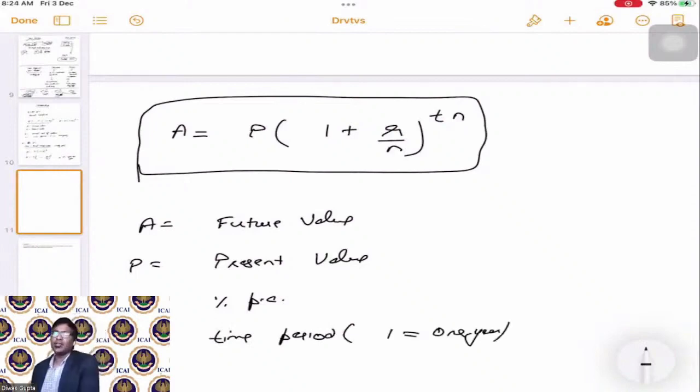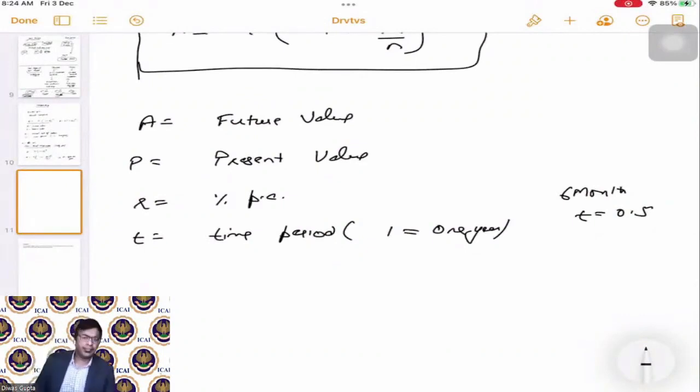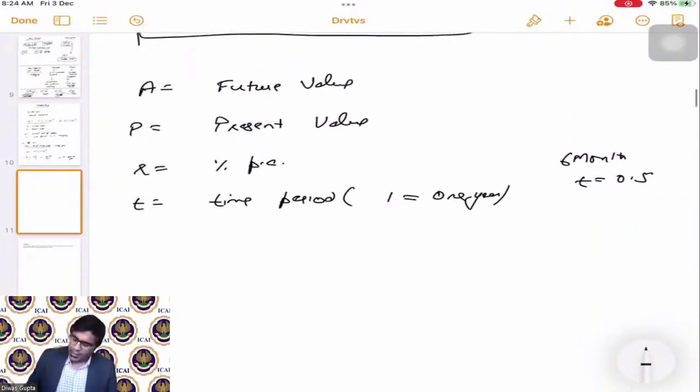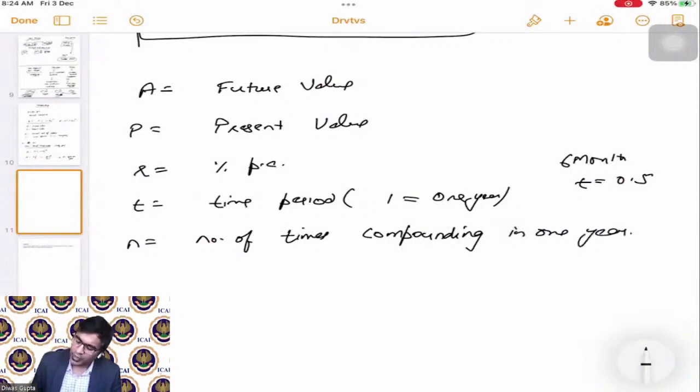Now, while I'm saying it is 1 for 1 year, if we have to find a future value for 6 months, after 6 months, then T is equal to 0.5. I hope you're able to get my point. So always remember time period is 1 for 1 year. And hence we can say if it is for 2 years, the T will be 2. Simply. And N is equal to number of times compounding in a year. In 1 year, what is the number of times we are doing a compounding?